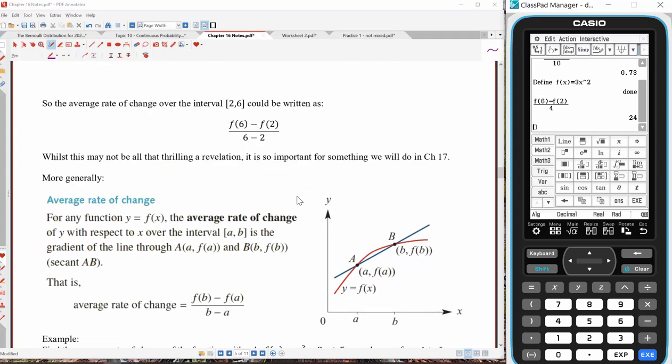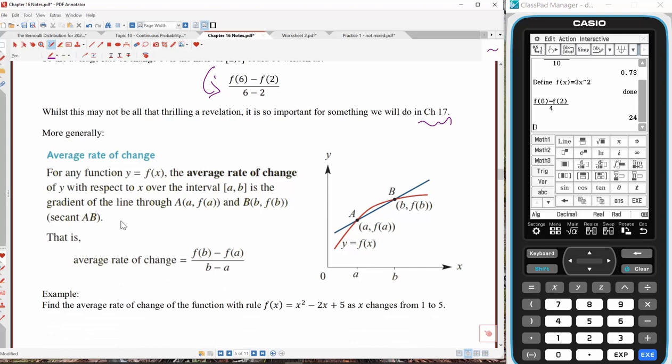All right, so I know that this may not seem like anything great to look at like this. Okay, why use function notation? Why does it matter? But it will be important when we hit chapter 17. So more generally, the average rate of change of y with respect to x over the interval AB is the gradient of the line through A, f of A, and B, f of B, secant AB, right? And that is that we do f of B take away f of A over B take away A.